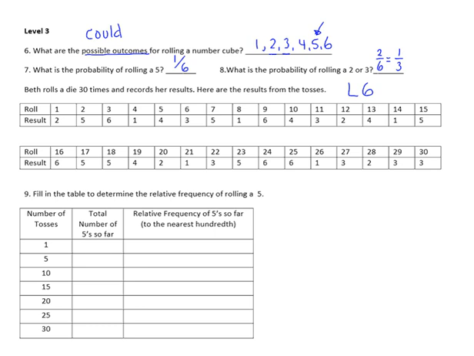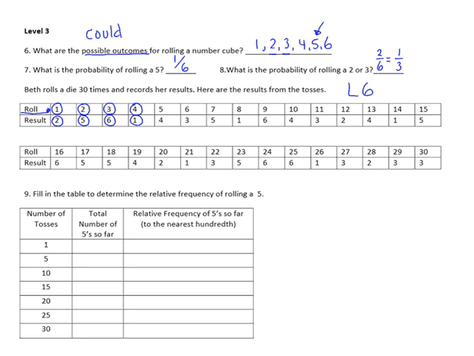Beth rolls a die 30 times and records her results. Here are the results from the tosses. She rolls once and gets a 2 on the dice. She rolls twice, she gets a 5. She rolls a 3rd time and gets a 6. She rolls a 4th time and gets a 1. So the top number is how many rolls, and you can see that she's gone all the way and done 30 rolls. And the lower row is the result, and those are all of the numbers 1 through 6 at various spots.